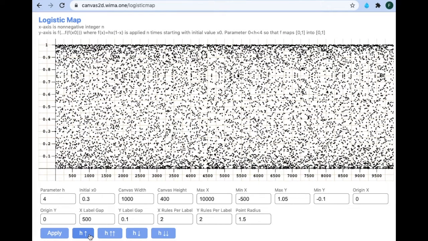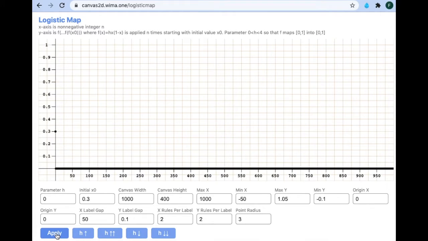Okay, now h reaches 4, it cannot go any further. So let's see this process again. This time maybe with fewer points. Okay, let's see this process one more time.